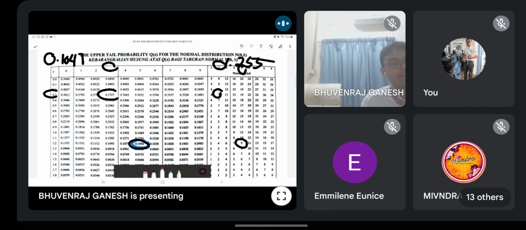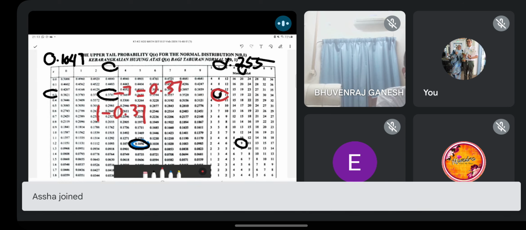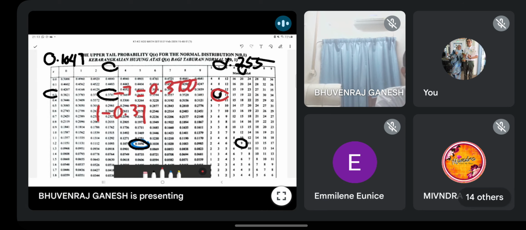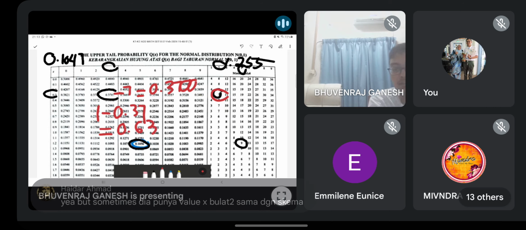Okay, kamu kena ambil 1 minus 0.37. Selepas kamu tolak dengan 0.37 ni lah, you will get 0.63. So 1 minus 0.37, you get 0.63.